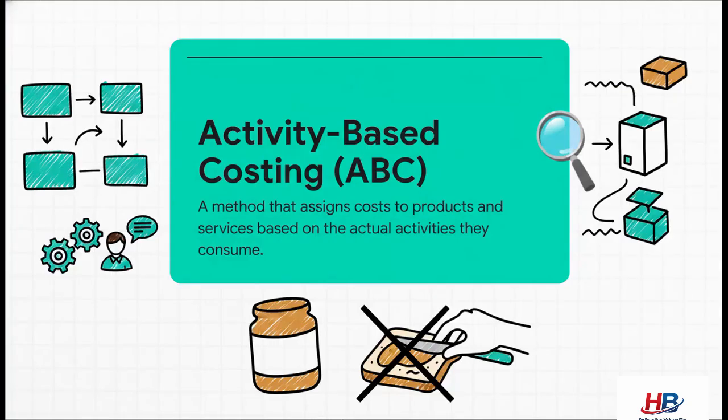Okay, here's the official definition, but let's break it down into plain English. ABC is basically a detective. It first identifies all the key activities going on inside a business. We're talking about things like machine setups, customer service calls, or quality inspections. Then, it assigns the cost of those activities to products based on how much each product actually uses them. No more peanut butter spreading.